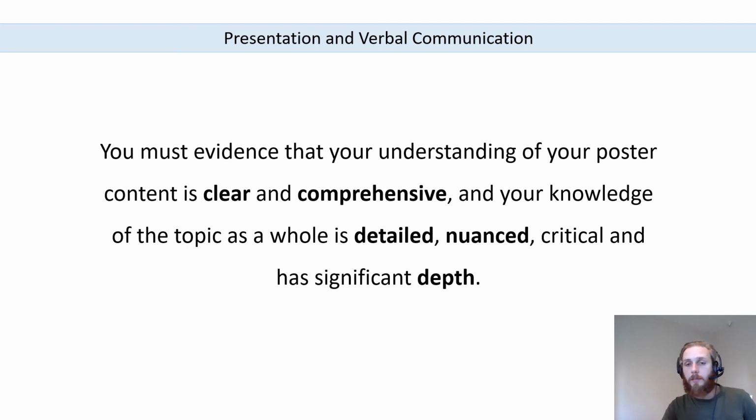So to summarize in a single sentence, for this portion of the assessment, you must evidence that your understanding of the poster content is clear and comprehensive, and that your knowledge of the topic as a whole is detailed, nuanced, critical, and has significant depth. What we mean by your knowledge of the topic as a whole is your understanding of the infectious disease you have chosen, and as a whole, we mean that includes context. And you can see the bit at the end here: detailed, nuanced, critical, and having significant depth.